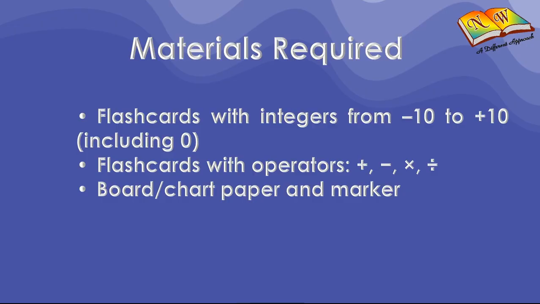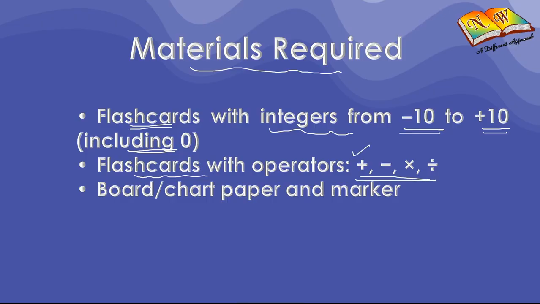The materials required for performing this activity are flashcards on which we will be writing the integers from -10 to +10. So we will be including the 0 also. And then we will have some more flashcards with operators. That means we will be writing plus on one flashcard, minus, multiply and divide on other flashcards. Then we require a hardboard for supporting the chart paper and marker to write. Let's see how we can perform this activity using these different materials.